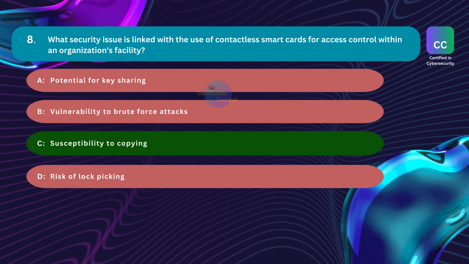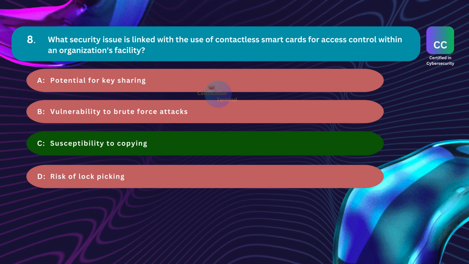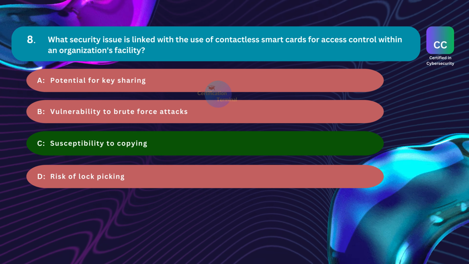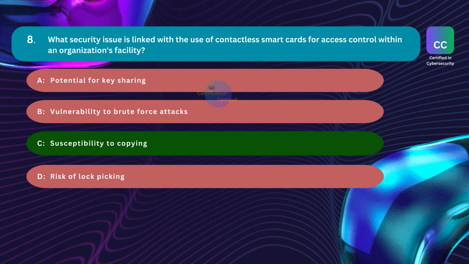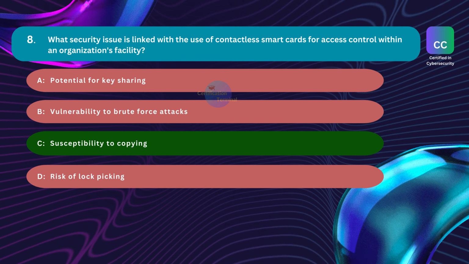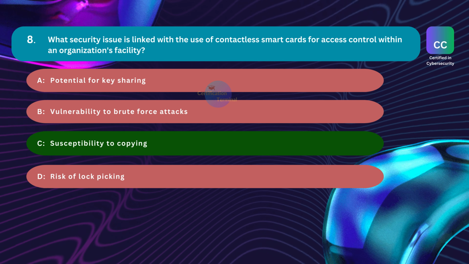Option D, risk of lockpicking, is incorrect. Lockpicking relates to physical manipulation of locks, which isn't applicable to contactless smart cards, as they don't involve traditional mechanical locks.